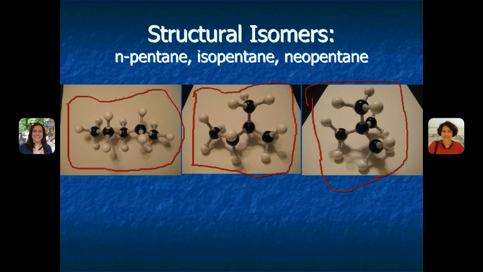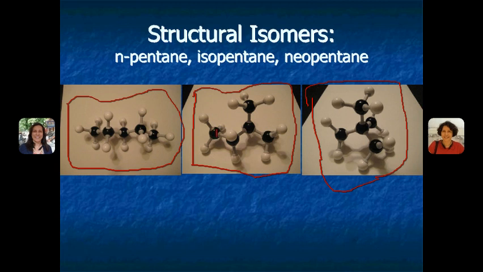So let's take a look at the differences. In N-pentane, we've got all the carbons in a row, and you've got the hydrogen atoms distributed in such a way that each carbon atom has 4 covalent bonds. And the formula for all of them is C5H12.